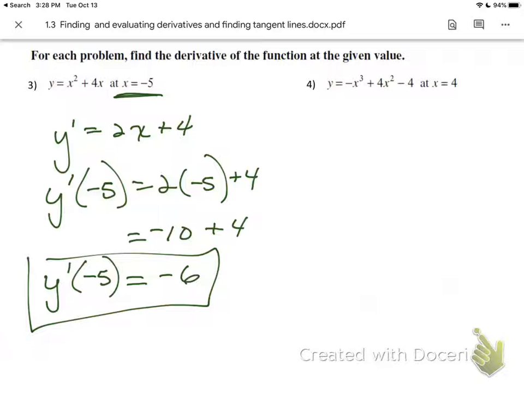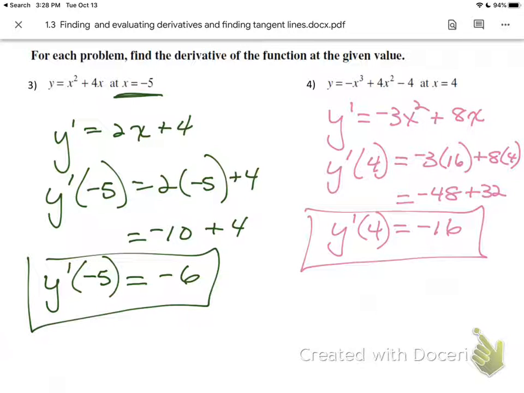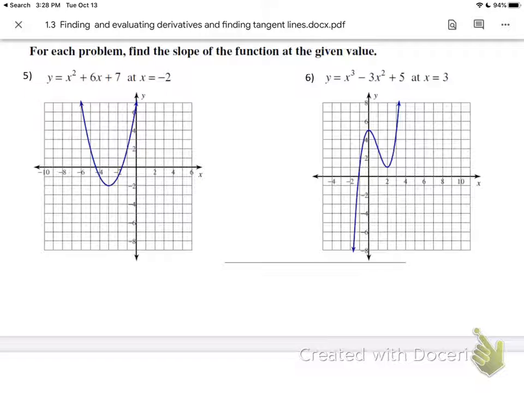Okay, the next one. Same idea, y prime equals negative 3x squared plus 8x. Y prime evaluated at positive 4 is negative 3 times 16 plus 8 times 4. So negative 3 times 16 should be negative 48 plus 32. I believe that gives me negative 16. And that's what y prime evaluated at 4 is. Okay, so let's keep going.